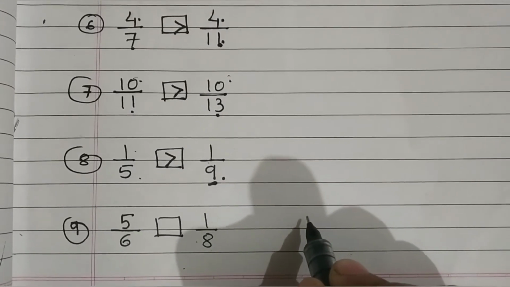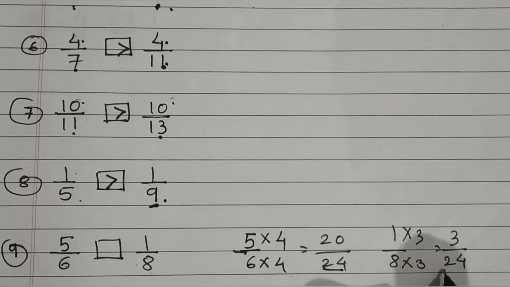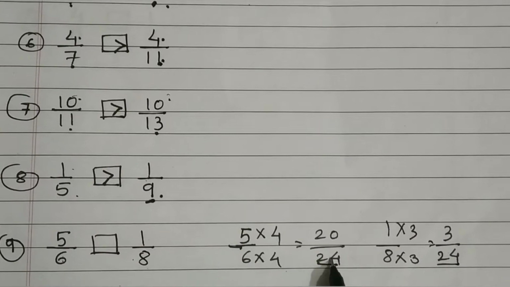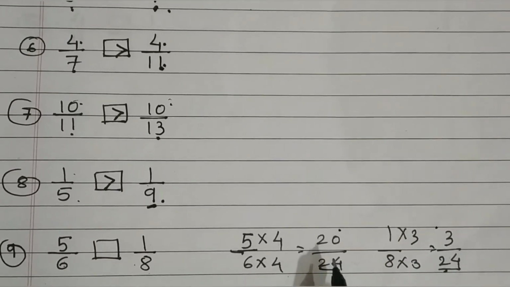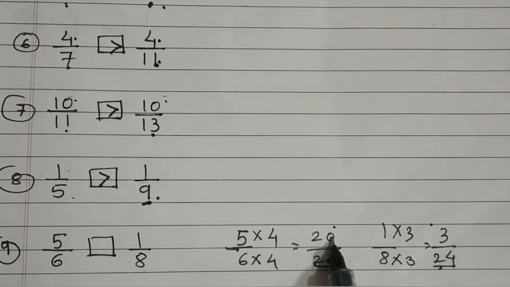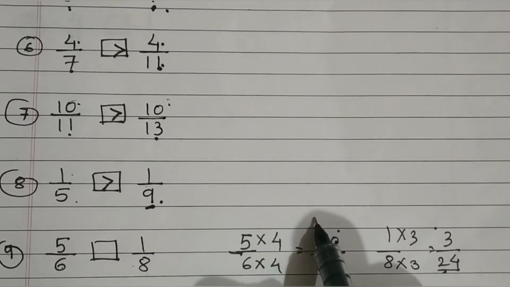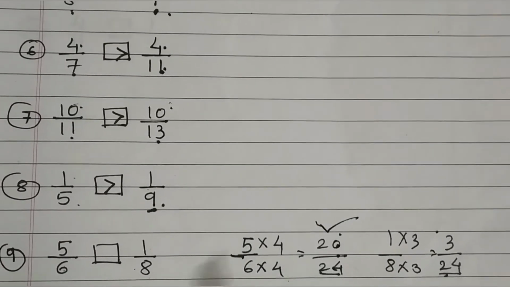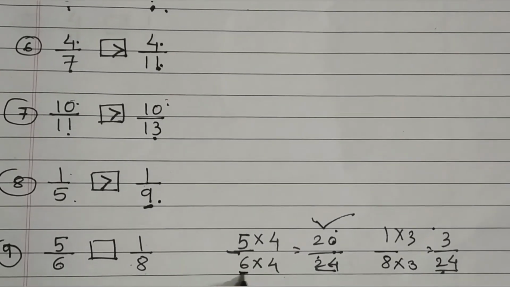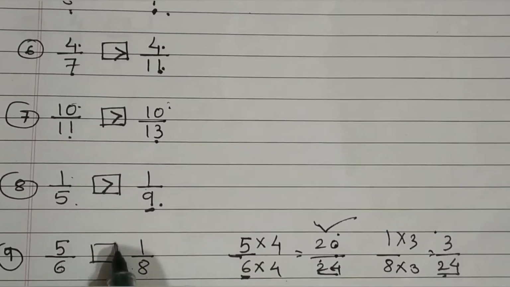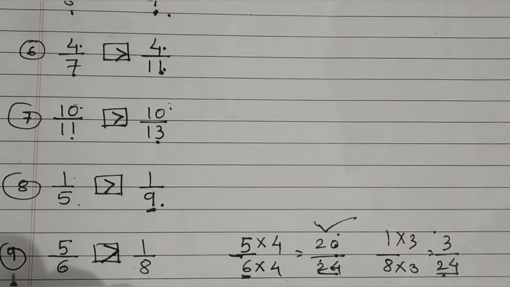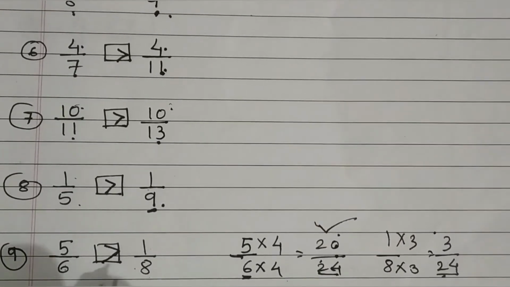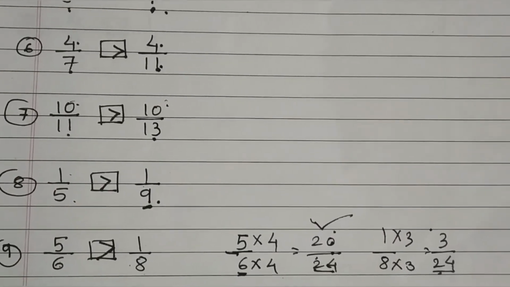So let's try. So here denominators are same. And if same denominators, then we have to see numerators. Which is the greater numerator? 20. So this fraction is greater fraction, right? So this fraction means which fraction? 5 upon 6. So we can give sign here like this. Okay. 5 upon 6 is greater than 1 upon 8.